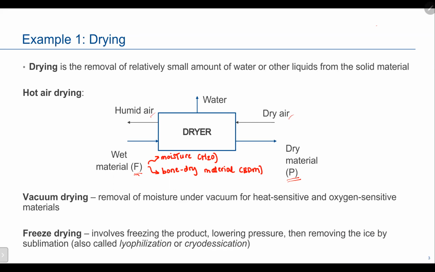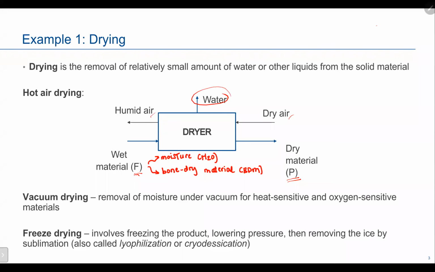So the BDM or bone dry material can be used as a tie component because yung bone dry material na yan, presumably, okay, it's unchanged during the drying process. Okay, so presumably hindi siya nasisira and all that. Okay, so whatever the amount of bone dry material in your F should be the same as the amount of bone dry material in your P. So ang nagbabago lang yung water. Kasi nga yung water, matatanggal siya here.